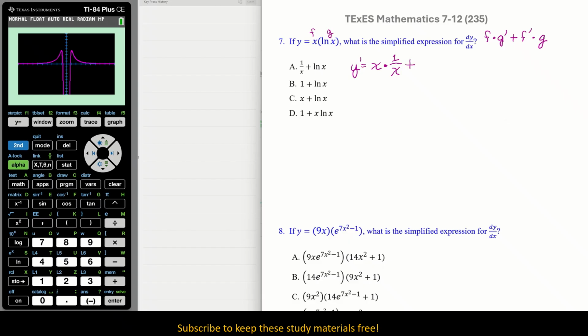We have plus, now the first derivative of x is 1, okay? And we're multiplying that times g as is, which is ln x. Cleaning all that up. Well, x times 1 over x, that's going to equal 1. And we add that to, well, 1 times anything is the anything. So that's ln x, which would be option B.